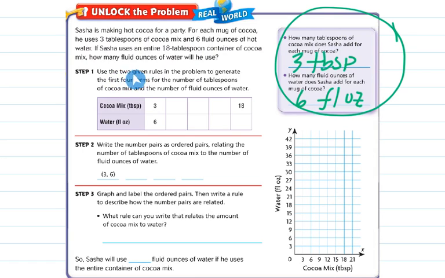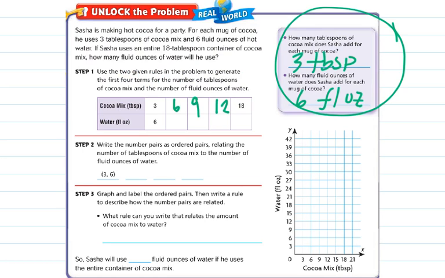It says, use the 2 given rules in the problem to generate the first 4 terms of the number of tablespoons of cocoa mix and the number of fluid ounces of water. So we're going to start with cocoa mix. We know that each time he's going to add 3. So 3 plus 3 would be 6. 6 plus 3 would be 9. 9 plus 3 would be 12. 12 plus 3 would be 18.